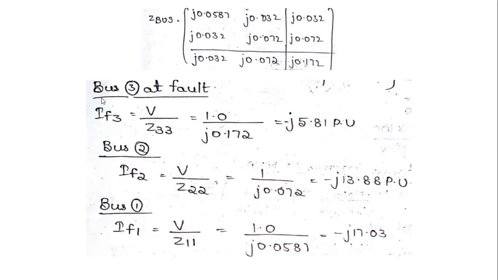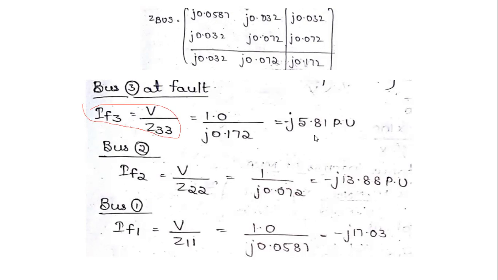Next, first we calculate the bus voltage. Fault current at bus 3. What is the formula? IF3 is equal to V by Z33. Therefore, V is 1 at an angle of 0 degrees, which will be mentioned in the question. And substitute the Z33 value. What is the Z33 value?